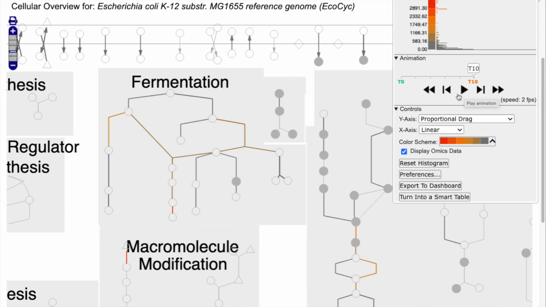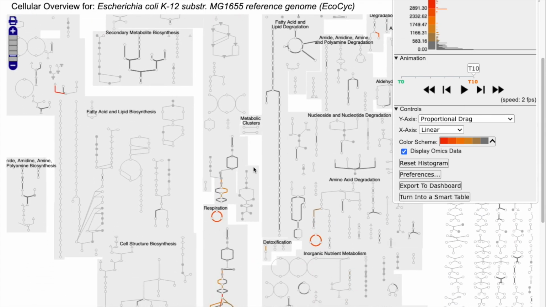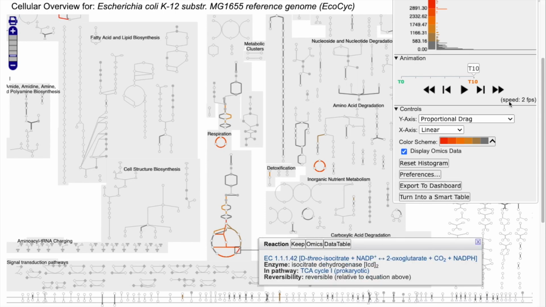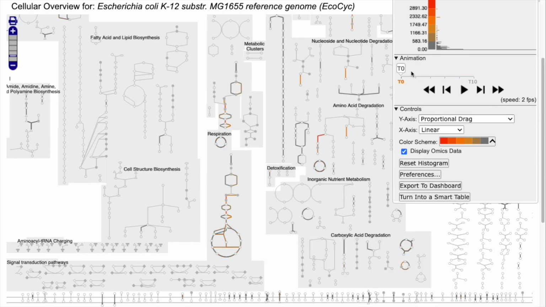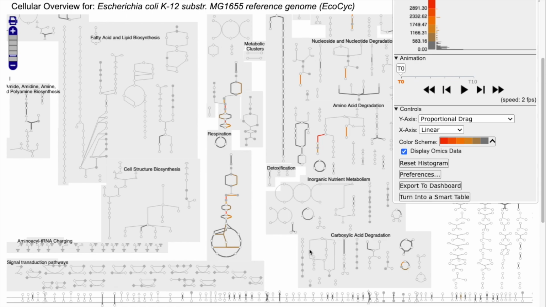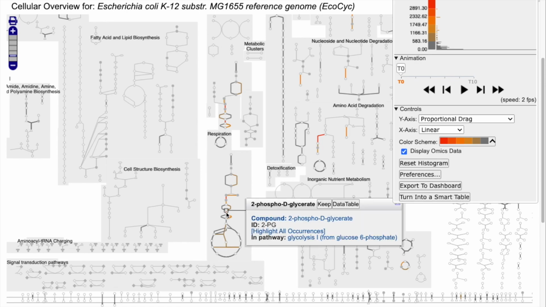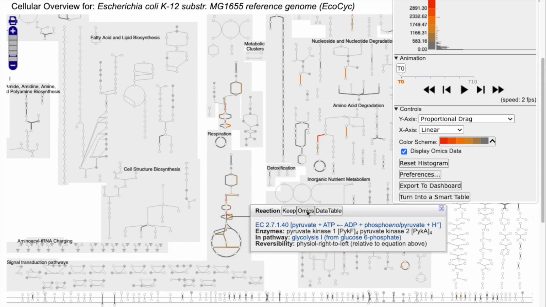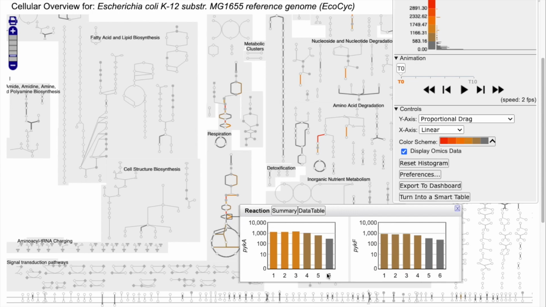We're now going to stop at the last time point, which is aerobic growth, where fermentation is downregulated. In contrast, the TCA cycle is upregulated, and we'll step forward one time step. At the beginning, now we're back to anaerobic growth, TCA cycle is downregulated. Another thing we can do is we can ask to see what reaction that is, and we can ask to see the omics data at that reaction.